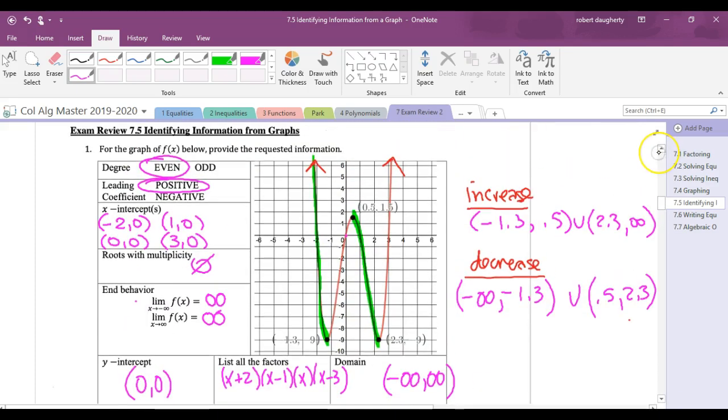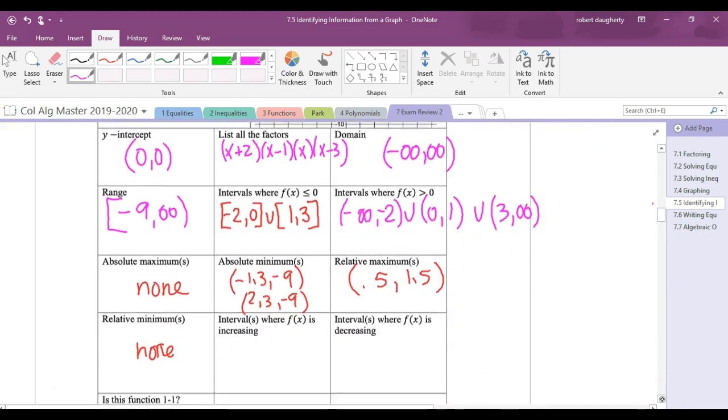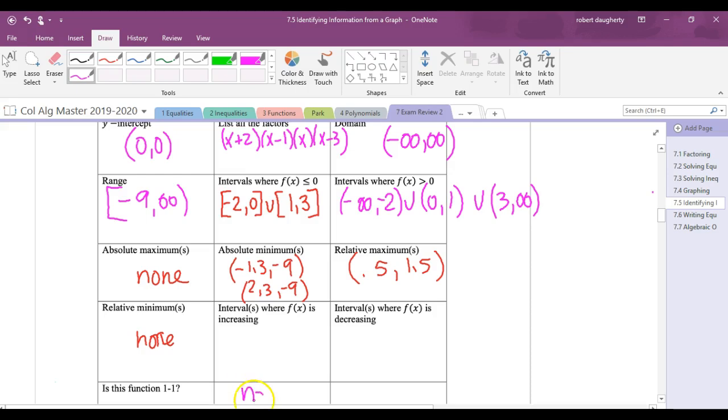Is this function one-to-one? How do we test one-to-one? One-to-one, we draw a vertical line. If it crosses the graph more than one time, it is not one-to-one. So this function is not one-to-one.